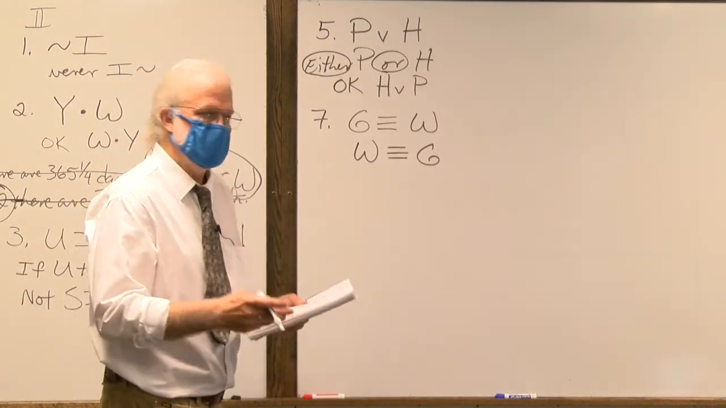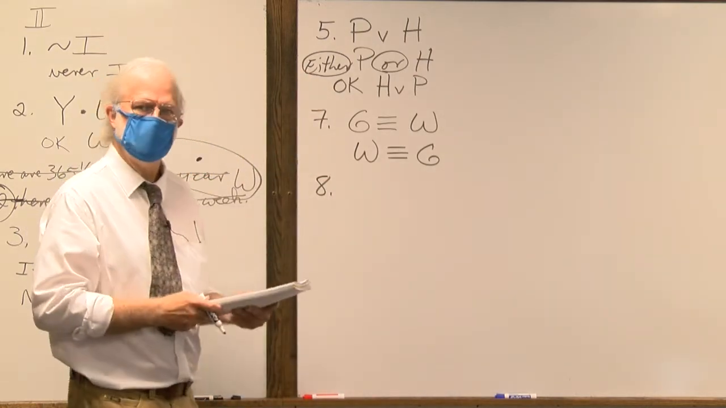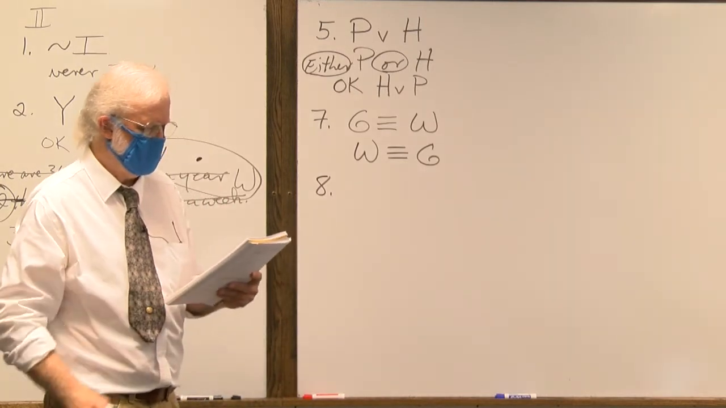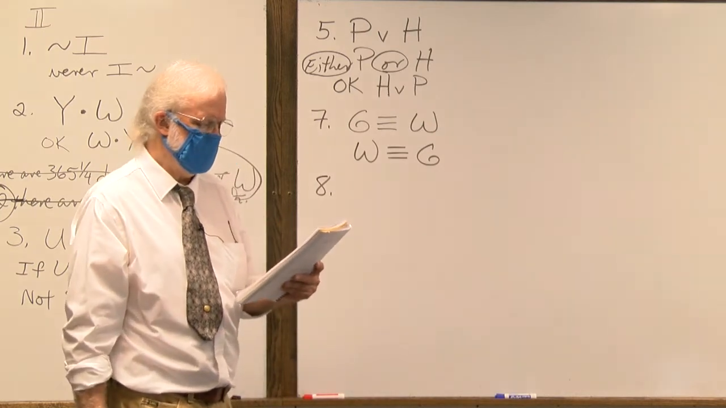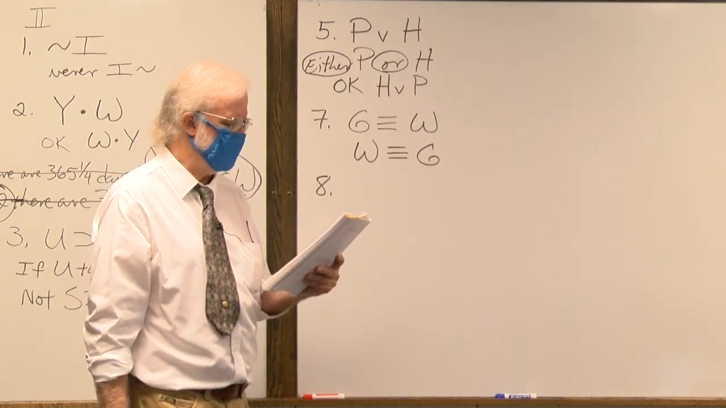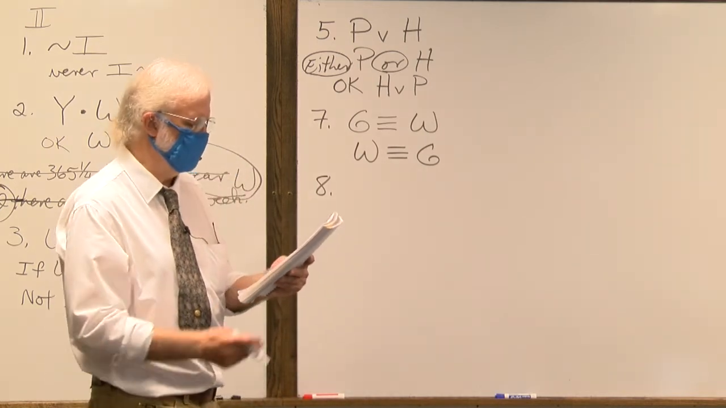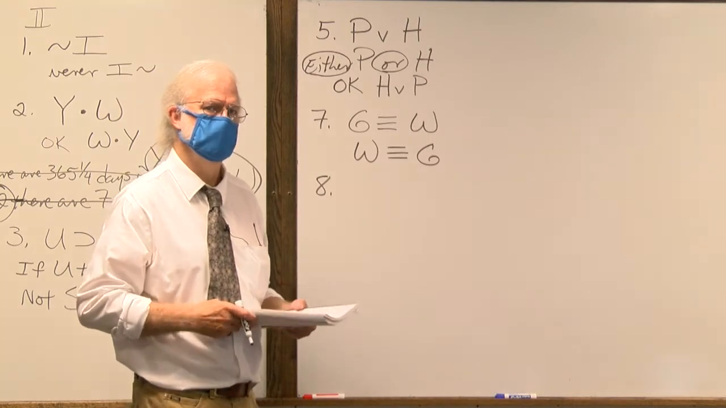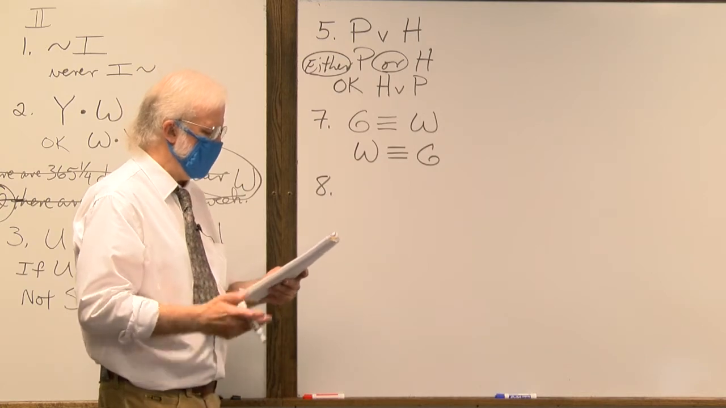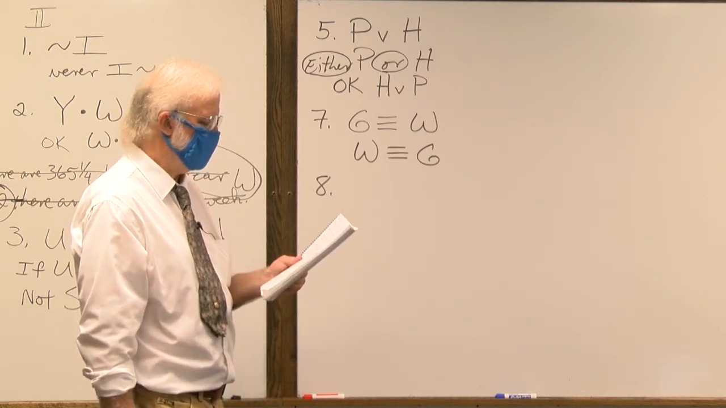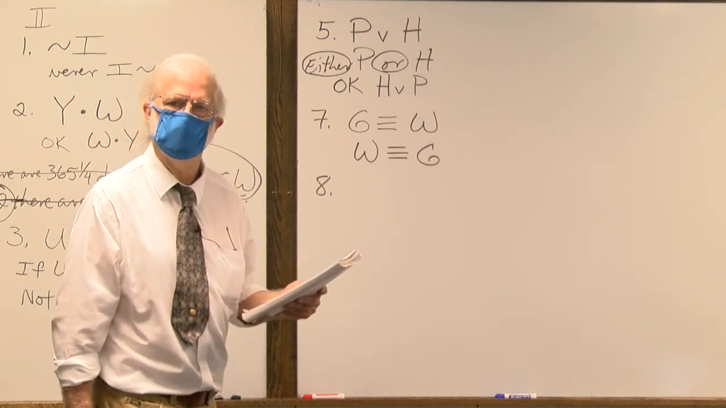Okay, let's crank it up a notch and go to number 8. This now has 3 simple statements in it. L means the Libyan revolt will succeed. N means NATO will lose face. And S represents the simple statement the Syrian government will be intimidated. So how would we represent the compound expression? Either the Libyan revolt will succeed, or NATO will lose face and the Syrian government will be intimidated.